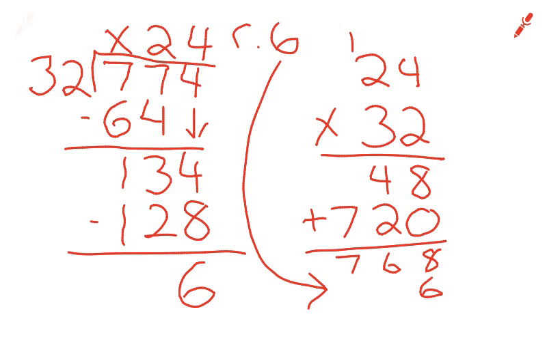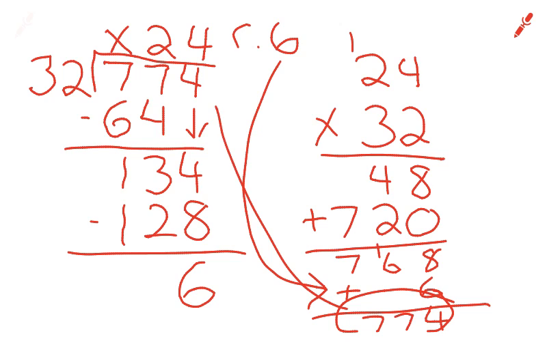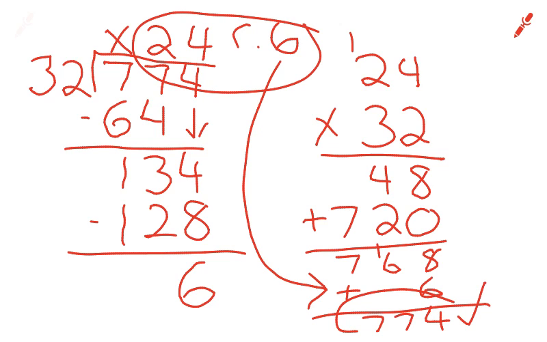So we add 6 to this. 6 plus 8 gives us 14. Carry the 1. 6 plus 1 is 7. 7. Does this number match with this number? If it does, it checks, and it does. So this checks at the bottom. Our answer is 24, remainder 6.